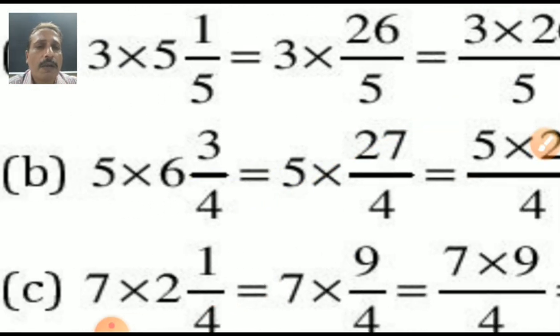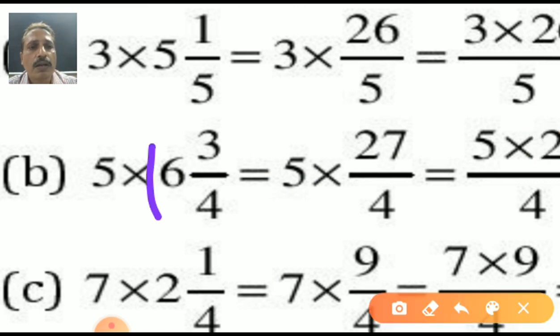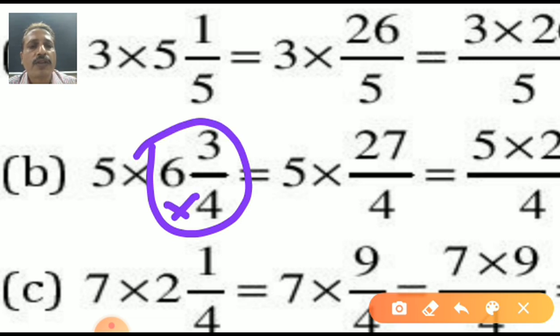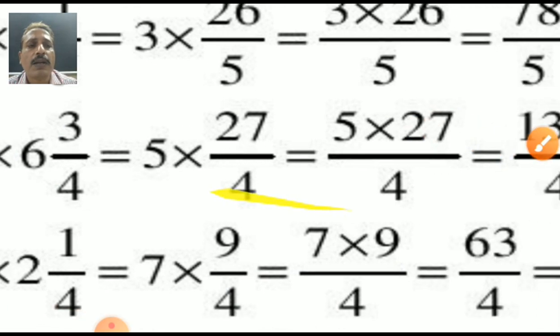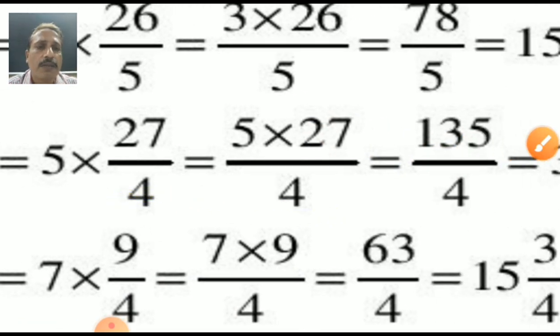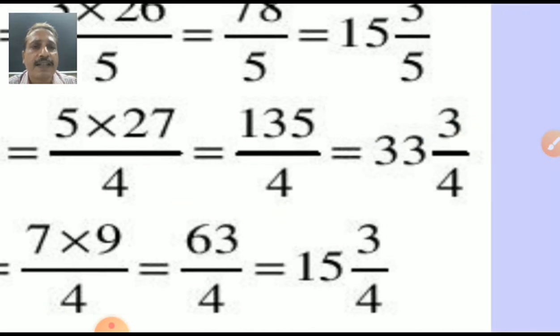5 multiplied by 6, 3 upon 4. First of all, make this mixed number into an improper fraction, multiply and plus. 6 4s are 24, plus 3, 27. Yes, student, 27 is here, and 4 as it is. Now look here, what is there? Yes, numerator multiplication, 5 into 27 upon 4, which gives me 135 upon 4. Simplification is this, 33, 3 upon 4.